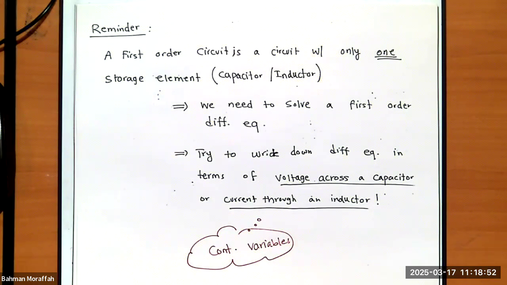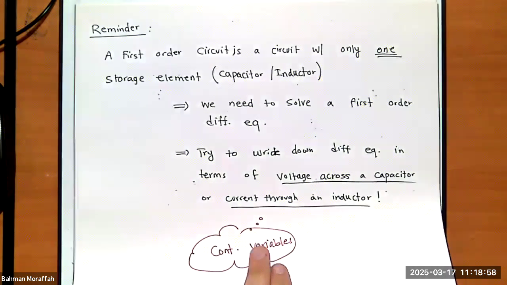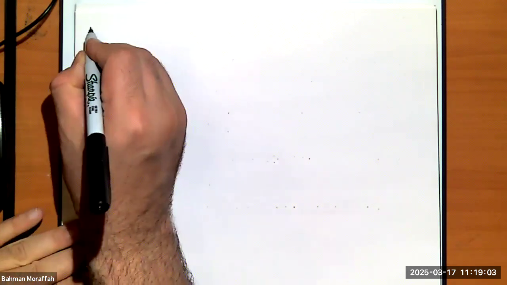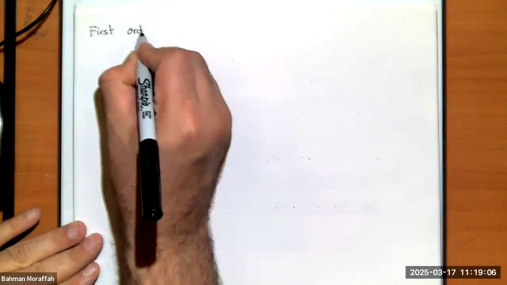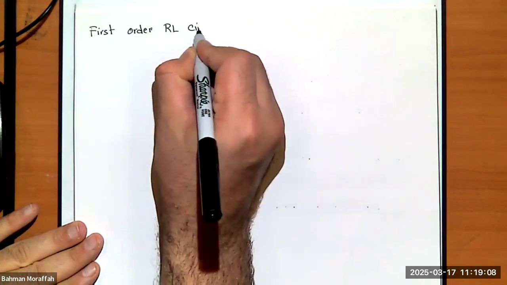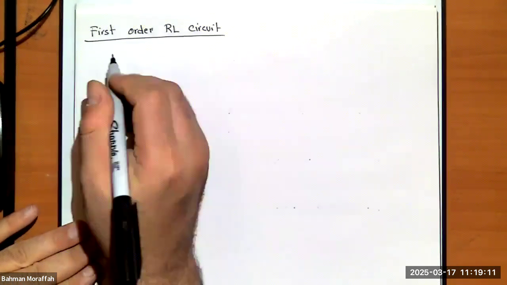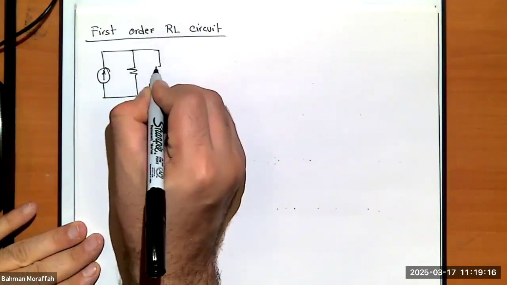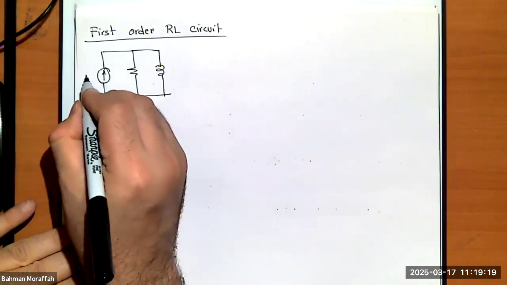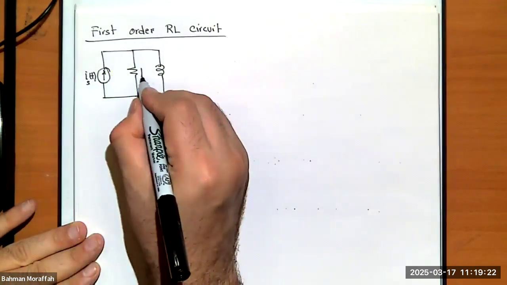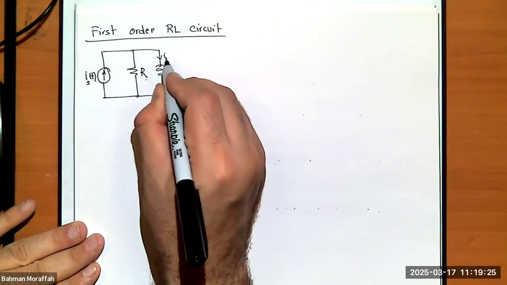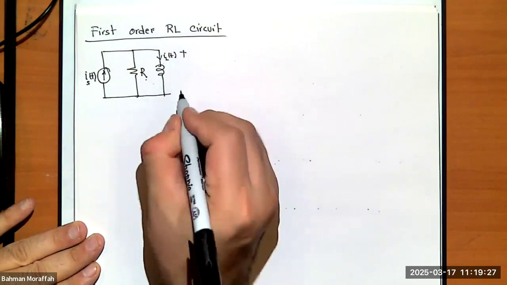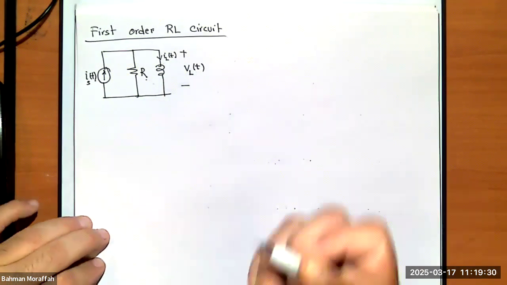We also talked about the most general RC and RL circuits that we could possibly get. So if we have a first order RL circuit, we said this is the most general RL circuit that we can get. This is i_S of t. This is R. This is i_L of t. And the voltage across it is v_L of t.